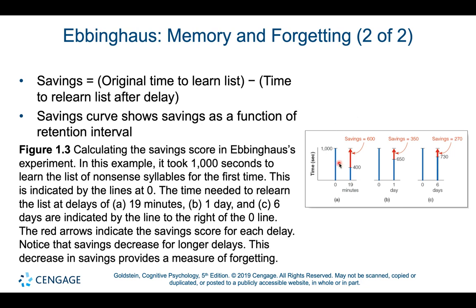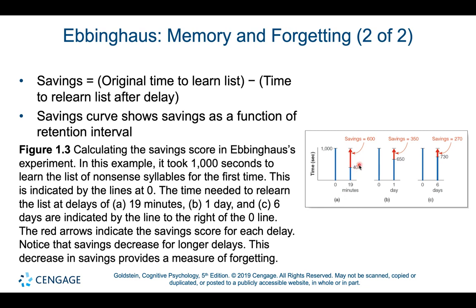let's imagine that over here on the right, we have this figure. Let's say that it took him, at the first try, 1,000 seconds to learn the list. So it takes him 1,000 seconds to perfectly learn the list. Then he waits for an interval of 19 minutes, and then he tries to learn the list again. But this time, it only takes him 400 seconds. He's much faster at relearning the list after a delay of 19 minutes.